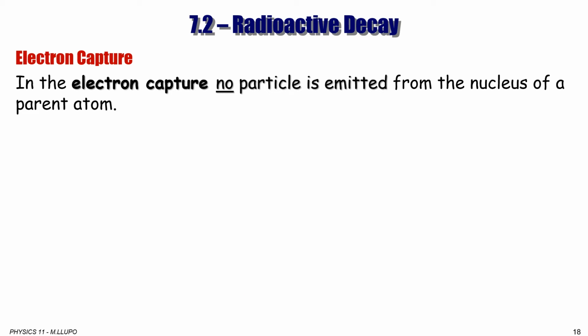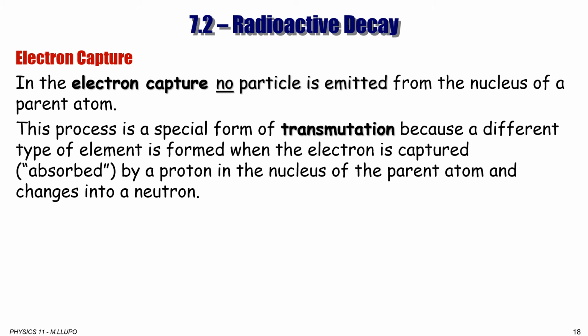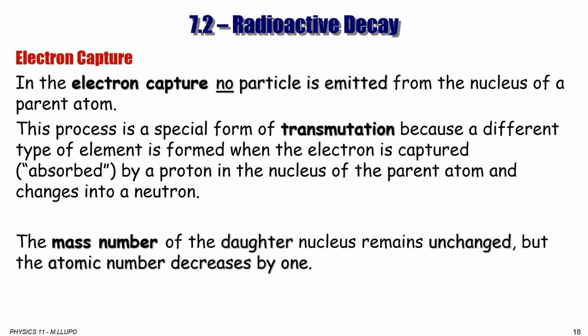In electron capture, no particle is emitted from the nucleus of the parent atom. This process is a special form of transmutation because a different type of element is formed. A new element is formed when an electron is captured, or absorbed, by a proton in the nucleus of the parent atom and changes into a neutron. The proton with a positive charge is neutralized by the negative charge of the electron, and together they form a neutrally charged particle, which is a neutron. The atomic mass doesn't change because it's capturing a massless particle, the electron. However, the atomic number decreases by 1 because 1 proton is neutralized by that electron.